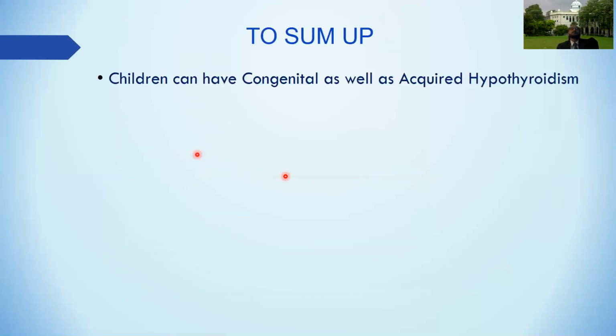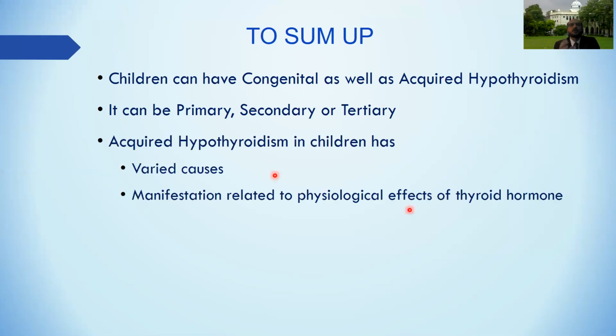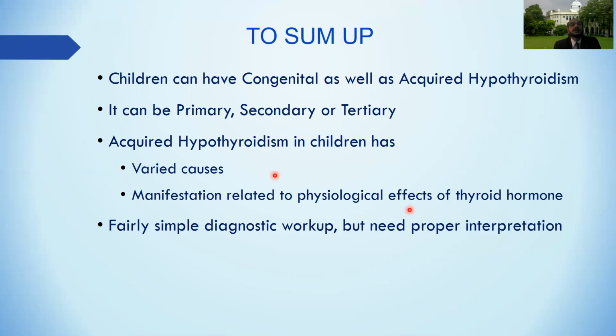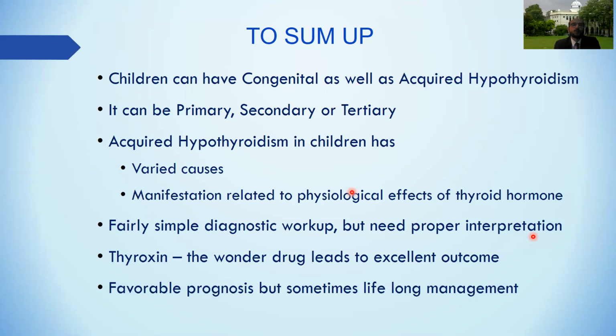To sum up, children can have congenital as well as acquired hypothyroidism; a problem at the level of the thyroid gland, the pituitary, or the hypothalamus can all lead to hypothyroidism. Causes are varied, and manifestations are related to the physiological effects of the thyroid hormone. Diagnosis is fairly simple, but we need to closely interpret the relation between the T4 and the TSH. Thyroxine, the wonder drug, leads to a favorable prognosis if you start it appropriately. Sometimes you end up with lifelong management.